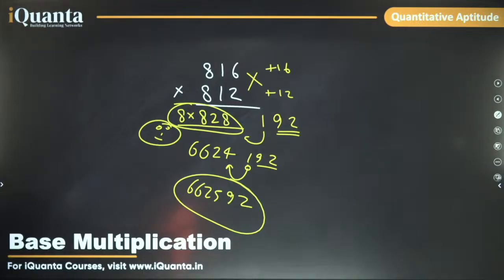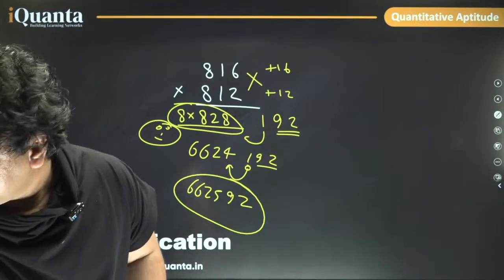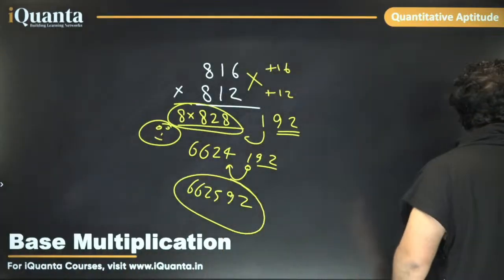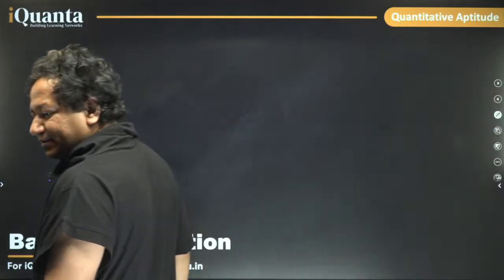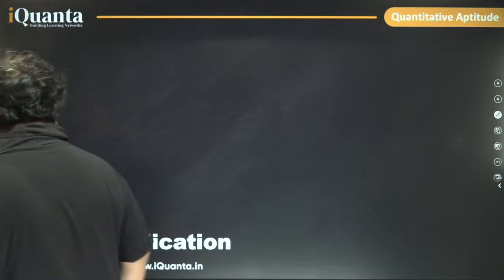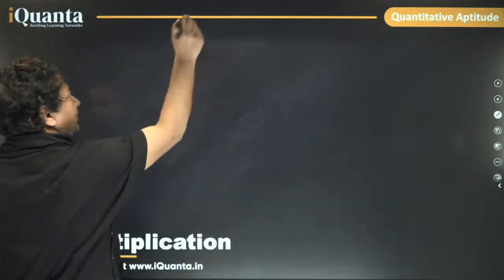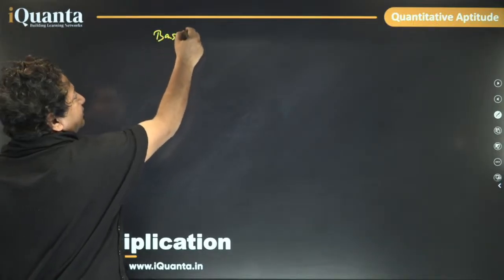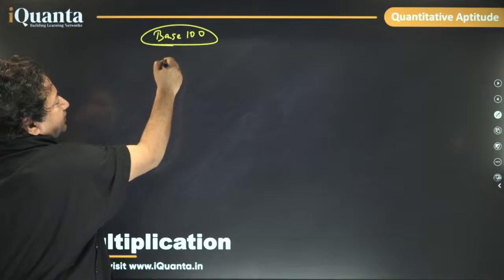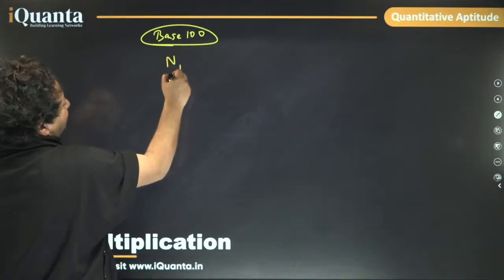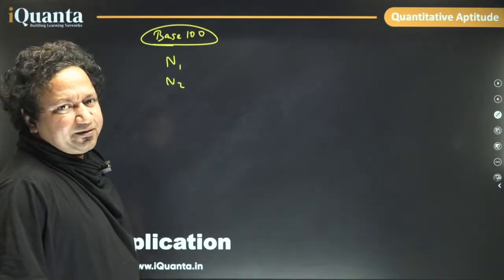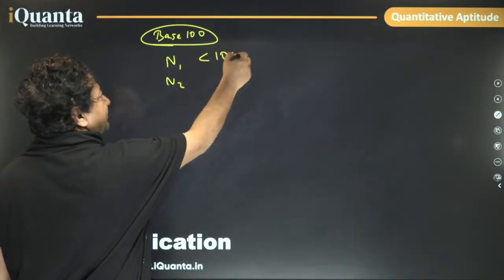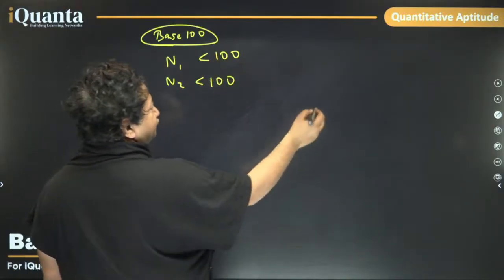Base multiplication is not yet over. Now, let's look at some other thing. 1 hour is over and base multiplication is not yet over. What is left is, class time duration will be 3 hours at max. So, let's talk about base 100 only. Let's say two numbers are there, number n1 and number n2. Here, we were doing when both the numbers are greater than 100. What if both are less than 100? That's also a case, isn't it? Right?